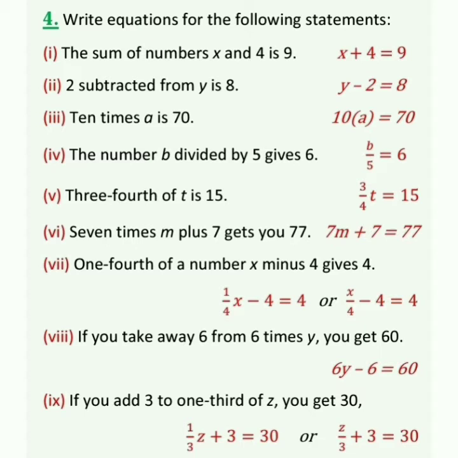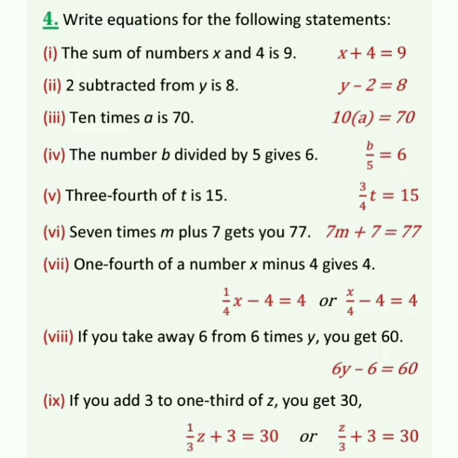Second, 2 subtracted from y is 8. यहाँ पे y में से 2 माइनस करने के बाद में आंसर 8 आता है. So, y minus 2 is equal to 8 is your answer. Third one, 10 times a is 70. Now 10 times a means 10 into a. Therefore 10 into a is equal to 70, or 10a is equal to 70.